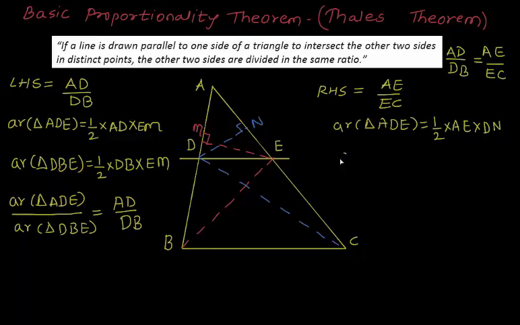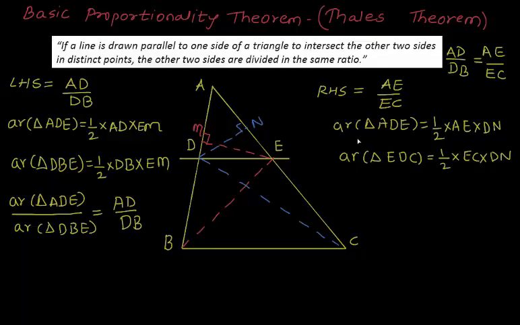So let's write down the area of triangle EDC. What is the base of triangle EDC? It is EC, into the perpendicular distance, or height, of the triangle, which is nothing but DN. So if we take an extension from E, we'll get DN as the perpendicular distance. So let's write down DN.